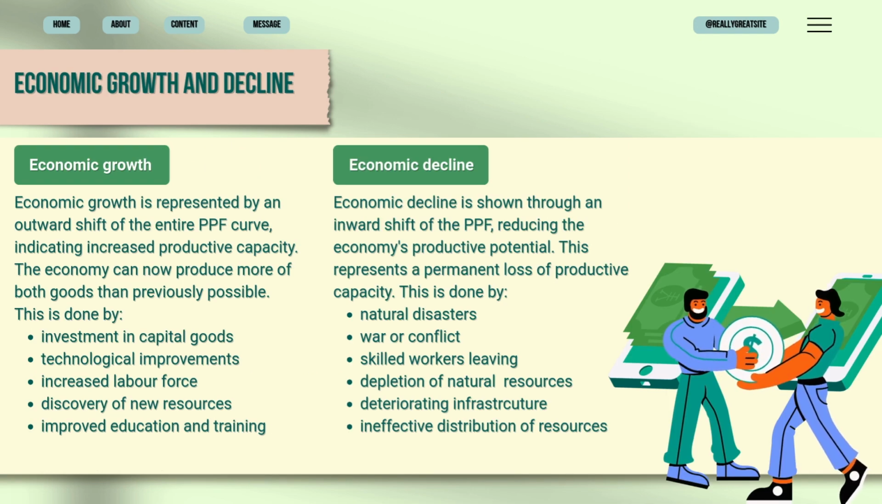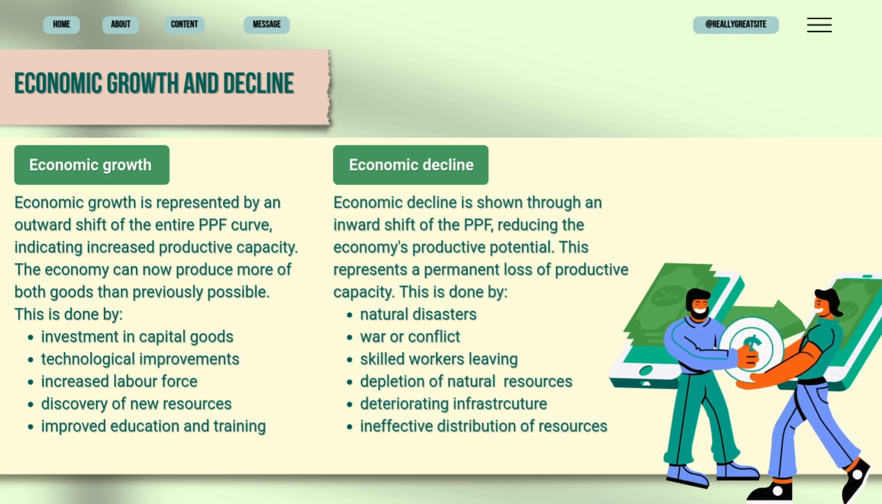Economic growth and decline. Economic growth. Economic growth is represented by an outward shift of the entire PPF curve, indicating increased productive capacity. The economy can now produce more of both goods than previously possible. This is done by investment in capital goods, technological improvements, increased labor force, discovery of new resources, improved education and training.